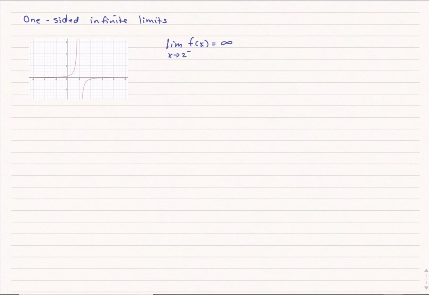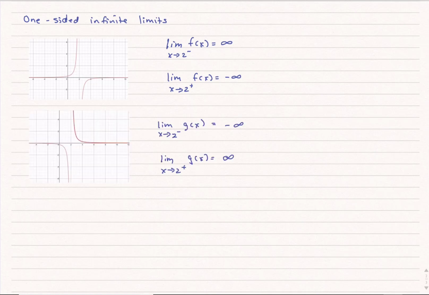If I approach this from the other side, that is from the right-hand side, I would write it as such. As x approaches 2 from the right-hand side or the positive side, f of x goes to negative infinity. Let's look at one more example. In this case, as x approaches 2 from the left-hand side, g of x goes to negative infinity. And when 2 is approached from the right-hand or the positive side, g of x goes to infinity.